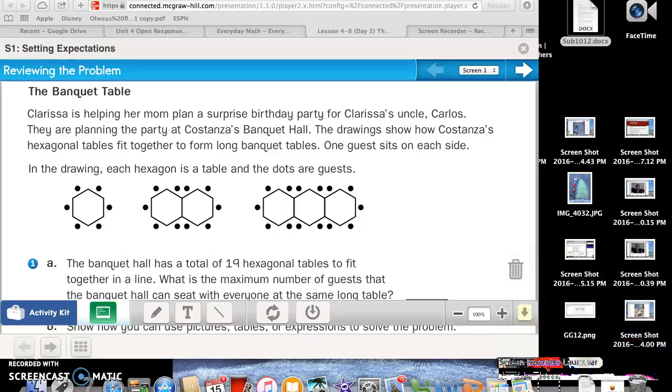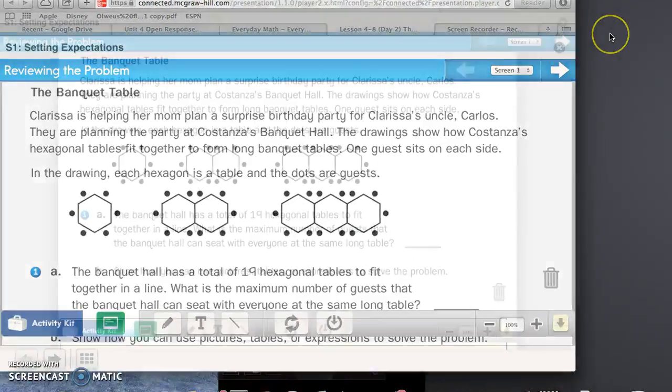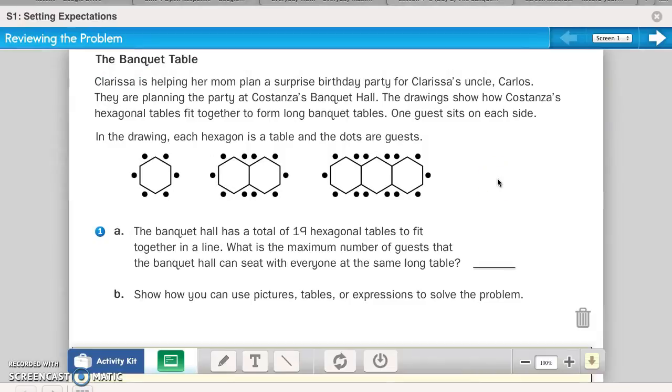So here you see the question that we worked on Tuesday. I'm just going to read it to you so you have another idea of what the question was asking. Clarissa is helping her mom plan a surprise birthday party for Clarissa's Uncle Carlos. They are planning the party at Costanza's banquet hall. The drawings show how Costanza's hexagonal tables fit together to form long banquet tables. One guest sits on each side. In the drawing, each hexagonal table is a table and the dots are guests.